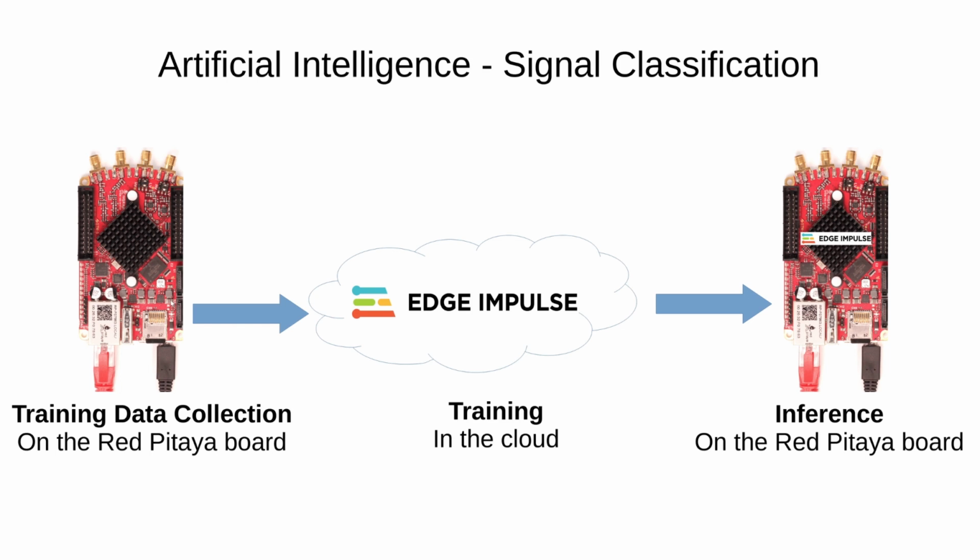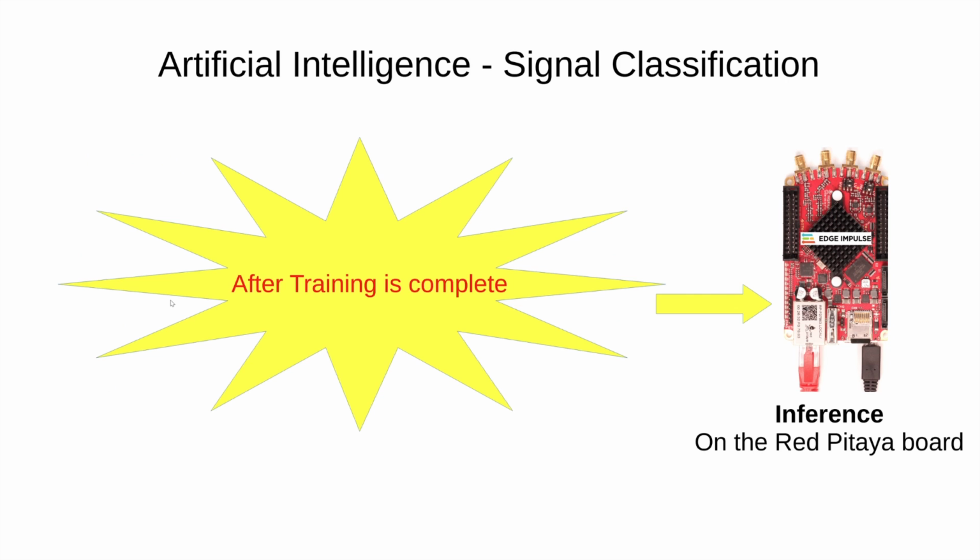The first stage is collecting the training data, which happens on the Red Pitaya board. The second stage is creating the model and training it, which happens on the Edge Impulse cloud on the internet. And then the third stage is inference, decision making, doing the classification, which happens on the Red Pitaya board with the Edge Impulse model. Once you've completed training, you don't need an internet connection anymore, and after training is complete, the decision making and the classification and the inference happens on the Red Pitaya board.